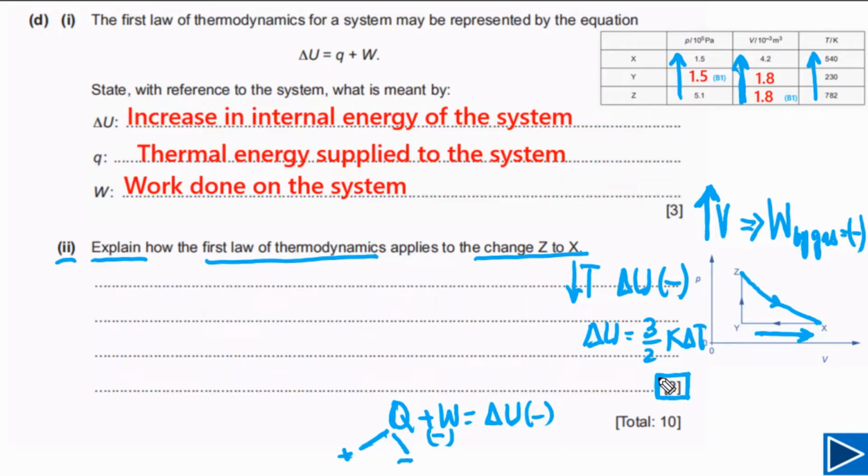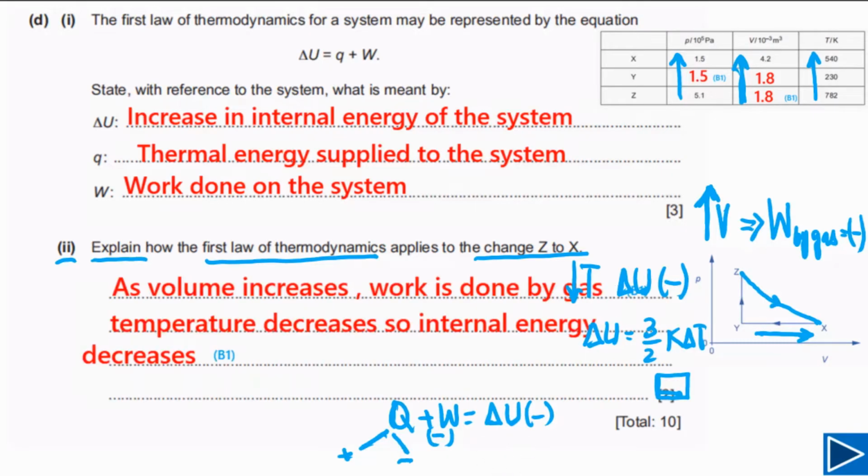You will get 2 marks. But don't try to explain this one with the help of thermal energy, because that is not possible, because we don't have the exact values of W and we don't have the exact value of delta U. This is how you can write down your final answer. If you have mentioned these 2 points, you will get 2 marks.